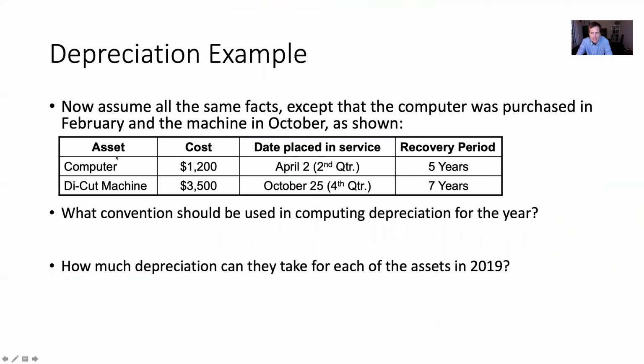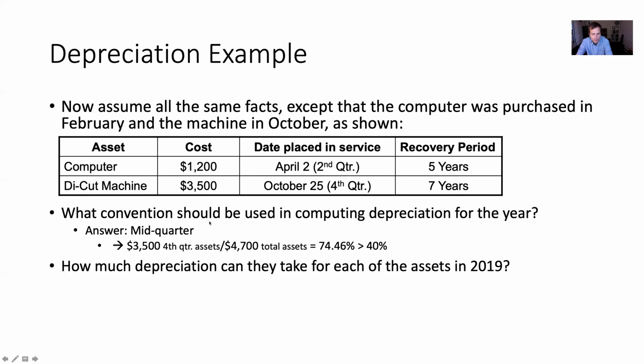What if I take this same example, except I switch the prices? What if the machine purchased in the fourth quarter cost $3,500 and the computer cost $1,200? Now my math changes. Out of the $4,700 total, $3,500 was in the fourth quarter. That's almost 75%. It's definitely more than 40. Now I have to use the mid-quarter convention.